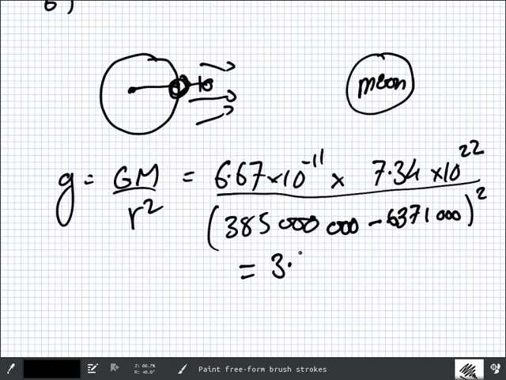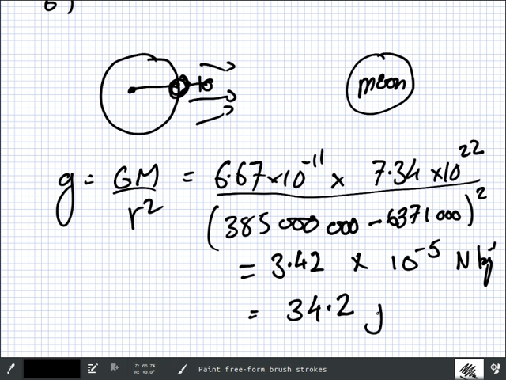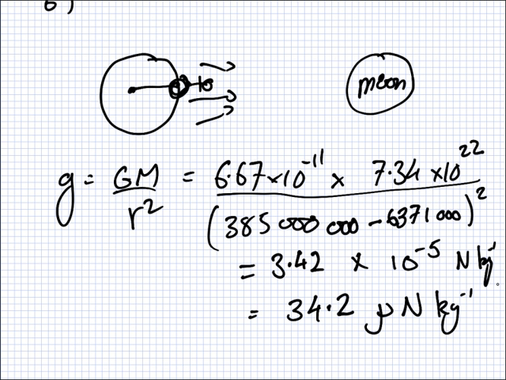Three point 4.2. It's 2.5 times 10 to the minus 5. Ah, small. Smaller than I thought. Newtons per kilogram. So 34.2 micronewtons per kilogram. Sorry, did you say 34.2 or 34.3 if you round off? Okay.